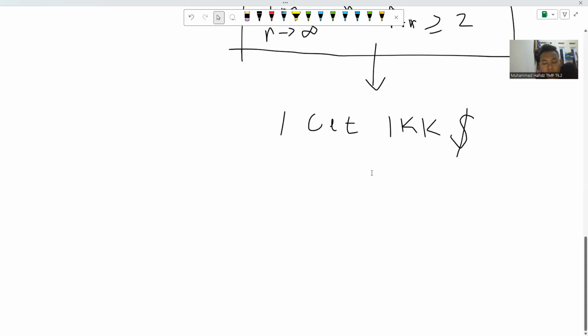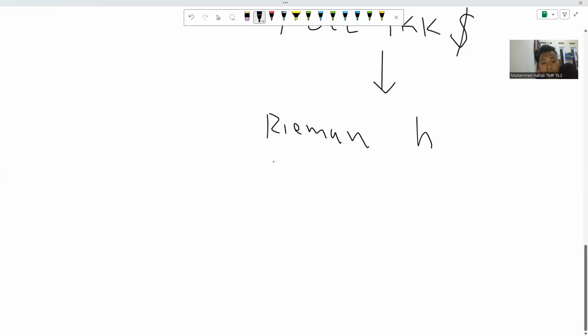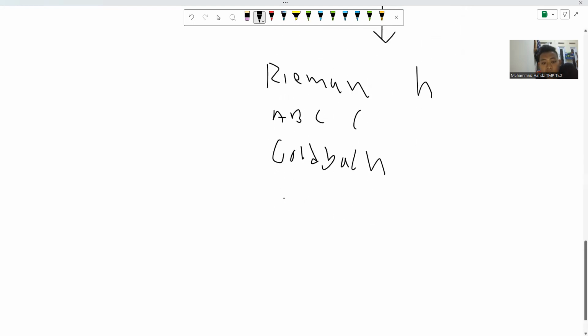We know that in mathematics there is not only one conjecture; we have many conjectures like the Riemann hypothesis, the ABC conjecture, the Goldbach conjecture, Navier-Stokes, and other problems in the mathematical world. So I hope in the future we have a solution to prove one of the many conjectures in mathematics. Okay, thank you very much for watching.